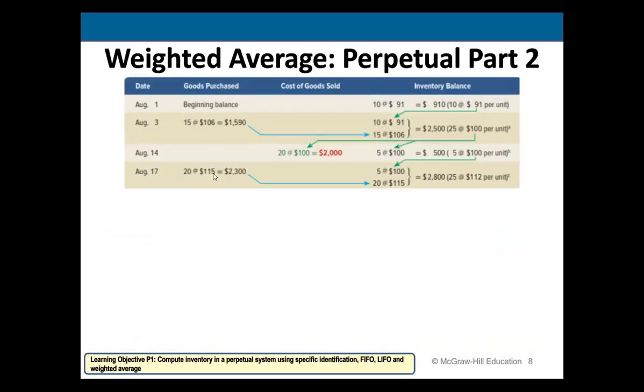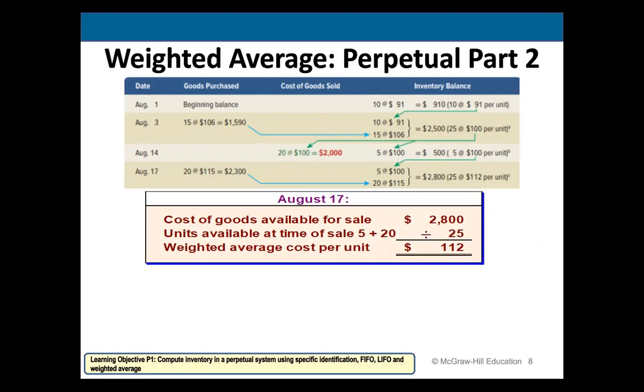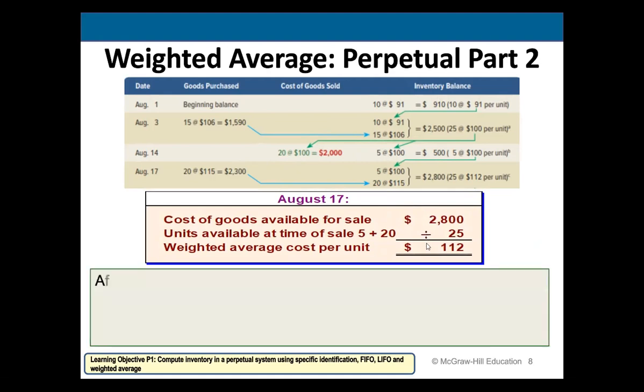Then on August 17th, when I make another purchase, I just recalculate my average. So now I said, well, I had $500 worth, and I just purchased 2,300, so I have $2,800 worth of inventory after that purchase. I had 5 units, I'm adding 20, so now I have 25 units. Take 2,800 divided by the number of units, and I get an average cost of 112.